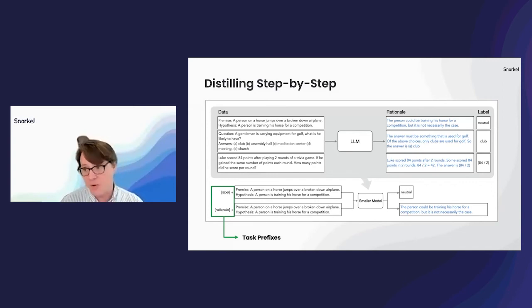And what that does is remove at inference time the dependency on the rationale. So you can just do inference using the label. And so now we've sort of got the benefits of the rationale without necessarily requiring it at inference time.